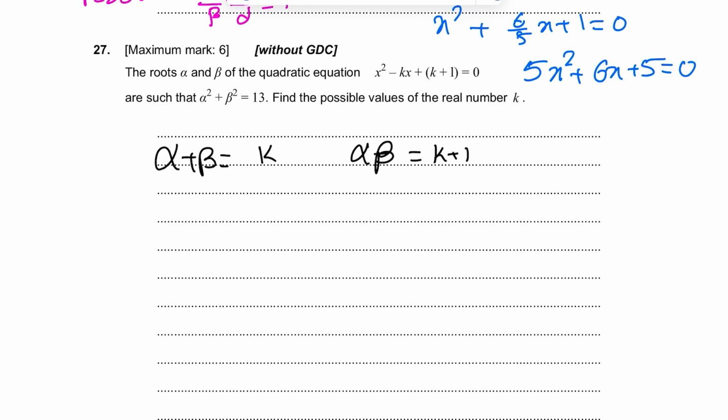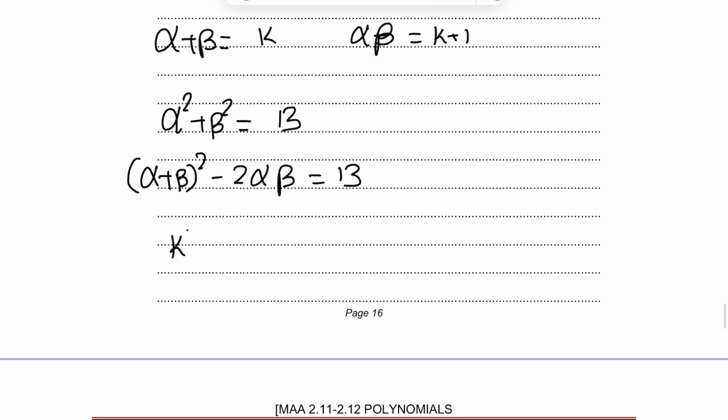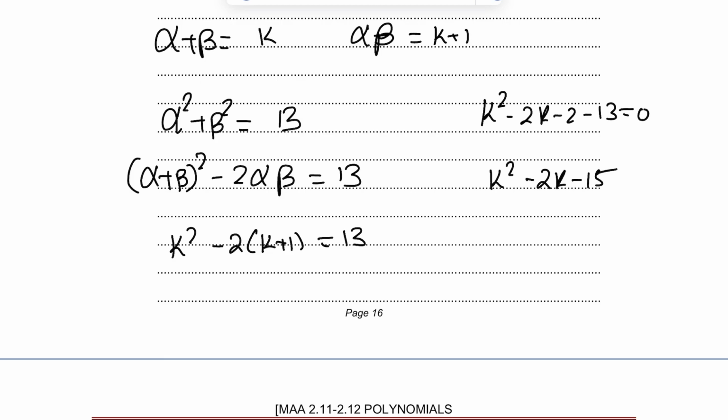Now alpha square plus beta square. Alpha square plus beta square is nothing but 13. But alpha square plus beta square is alpha plus beta whole square minus 2 alpha beta equals 13. So k square minus 2 times k plus 1 equals 13. So k square minus 2k minus 2 minus 13 equals 0. k square minus 2k minus 15 equals 0. So k minus 5 times k plus 3 equals 0. So k equals 5 or k equals negative 3.